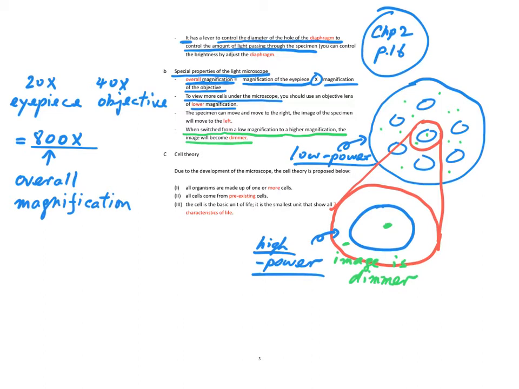In this case, if you remember, what do you have to adjust? Yes, you have to adjust the diaphragm so that more light can pass through the diaphragm, so that the image of the high power magnification would be brighter.